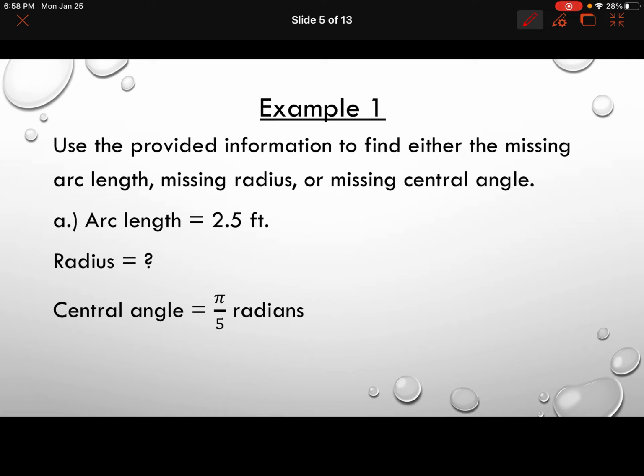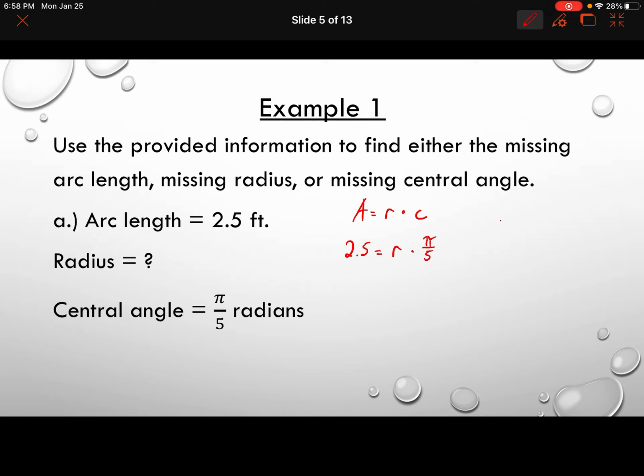Just remember, the formula was arc length is equal to the radius times the central angle in radians, which in this case we have, so we don't have to worry about converting. So we have 2.5 because that is our arc length. We don't know what the radius is, and the central angle is pi over 5 radians. So now we just have to solve for r. We have to get r by itself.